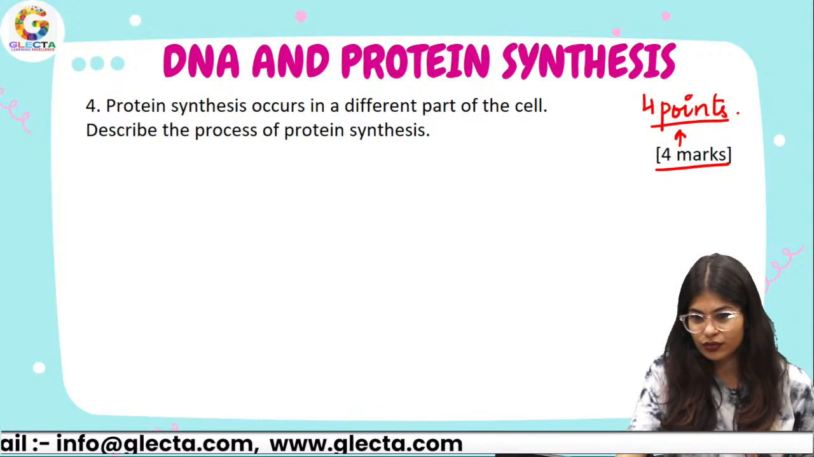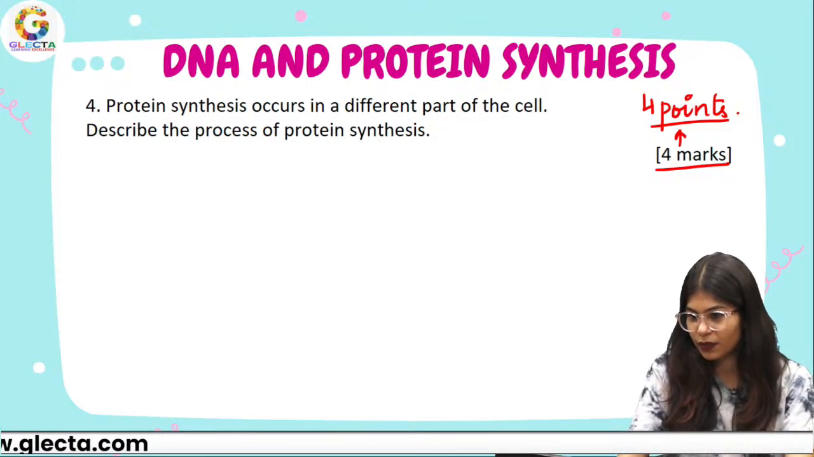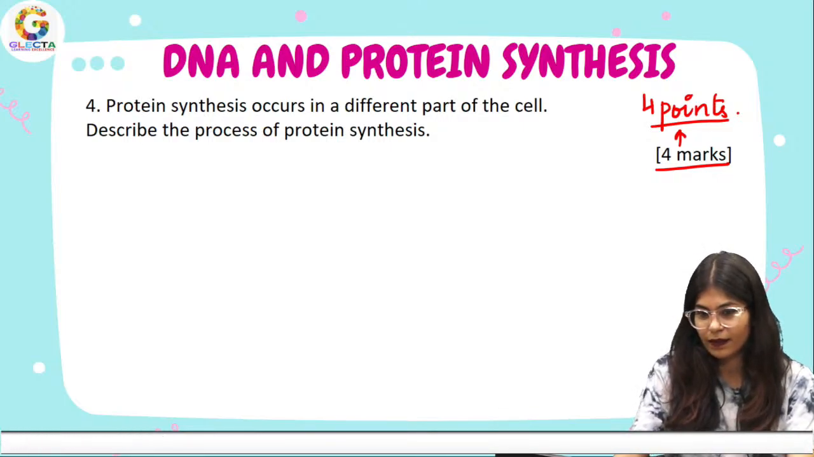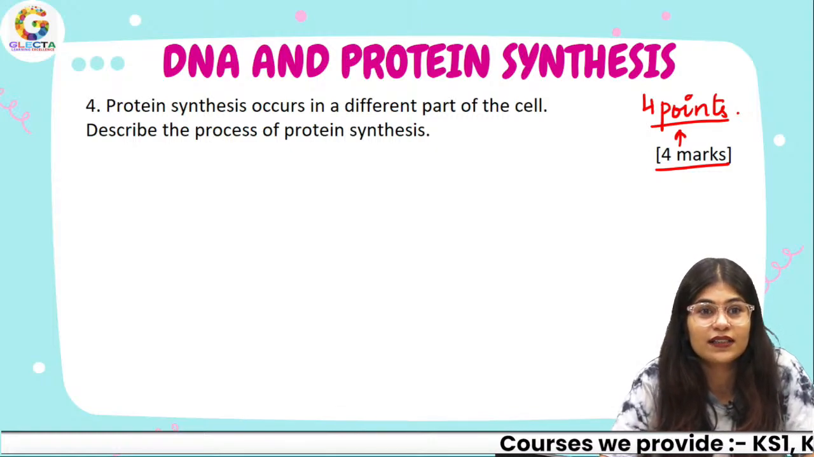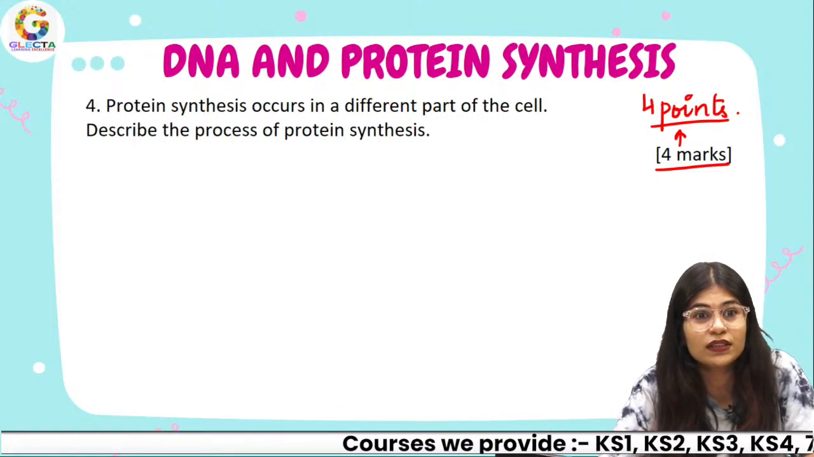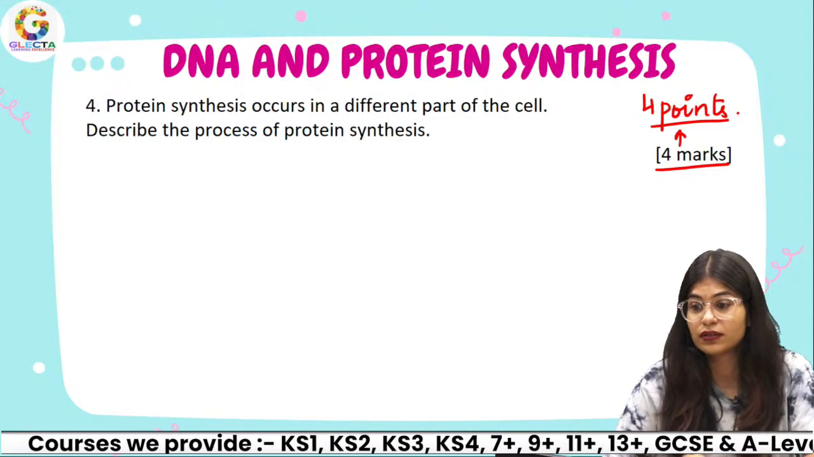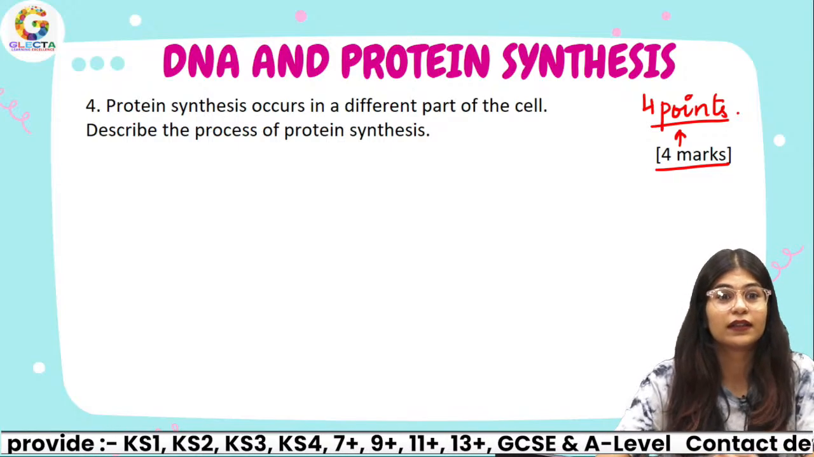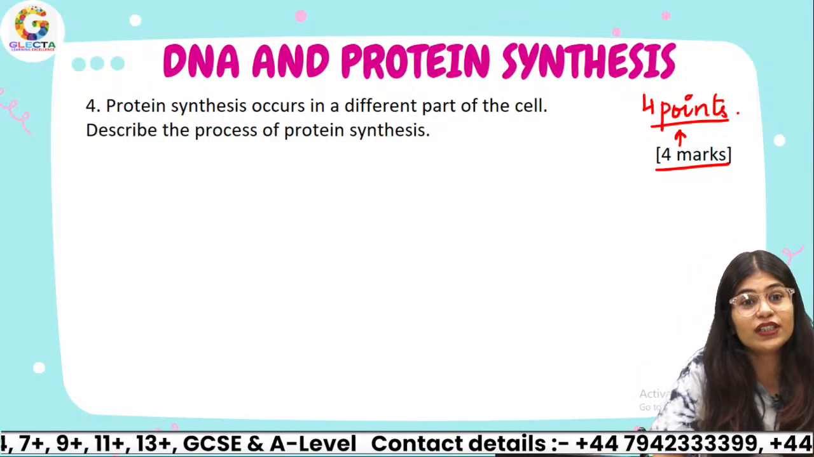Moving on to nitrogenous bases. Okay, so amino acids join together to make a protein chain. Okay, it moves out of the nucleus. That's correct. It includes 3 steps.